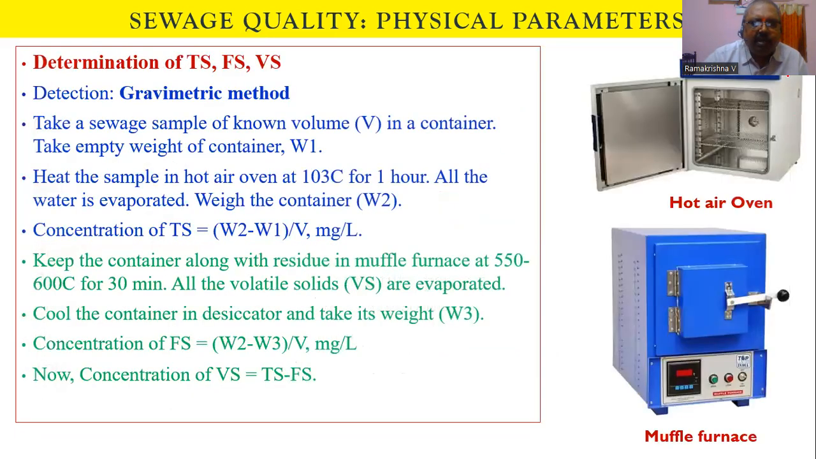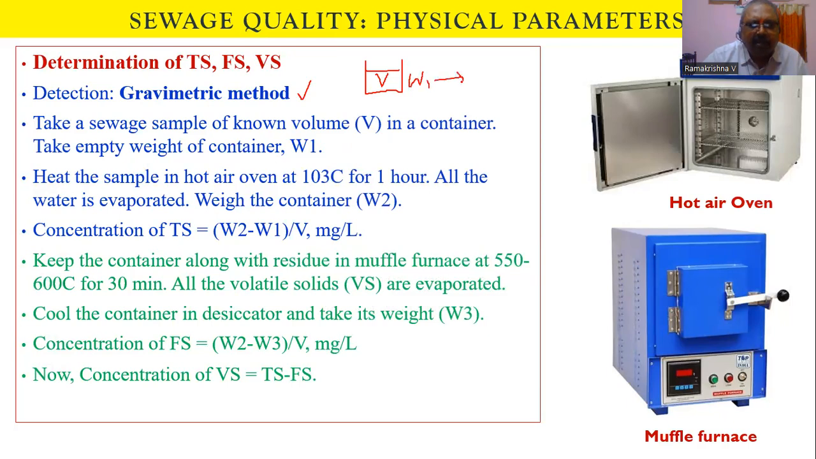How are you going to determine these solids? If you talk about total solids, they are mainly determined using the gravimetric method. Gravimetric method means using weight. That means you take a sewage sample in a container, and then we take some volume of the sample here, and the empty weight of the container, W1, we record here.